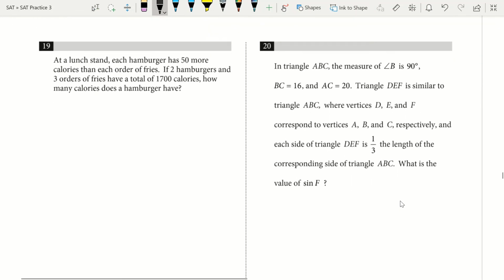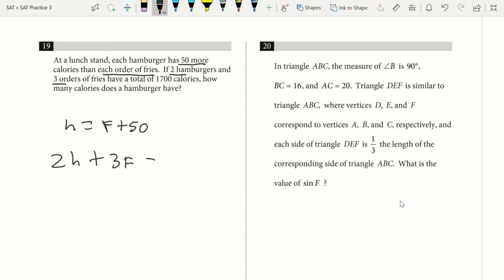Question 19. At a lunch stand, each hamburger has 50 more calories than each order of fries, right? So we'll go ahead and say hamburgers H, and we know that H is equal to fries, which we'll call F, plus 50. If 2 hamburgers and 3 orders of fries, so 2H plus 3F, have a total of 1,700 calories. How many calories does a hamburger have?